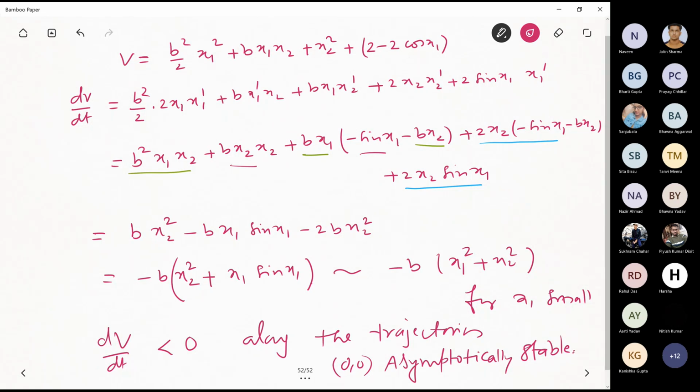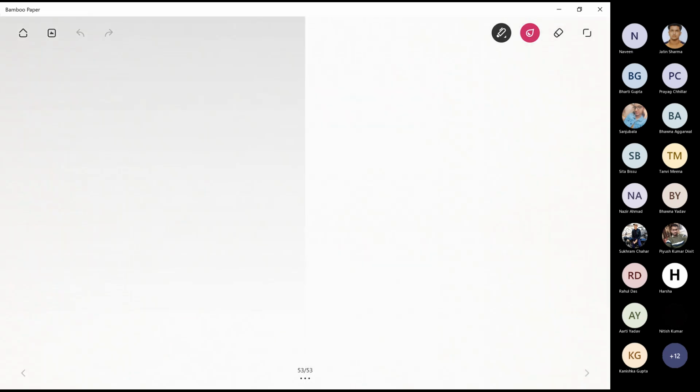So that is how this Lyapunov theory is applied for studying the stability of the systems. Now I will tell you about some instability theorems. I am not going to prove them.